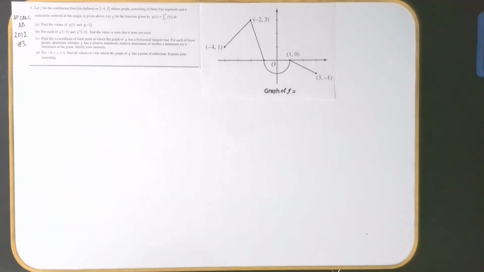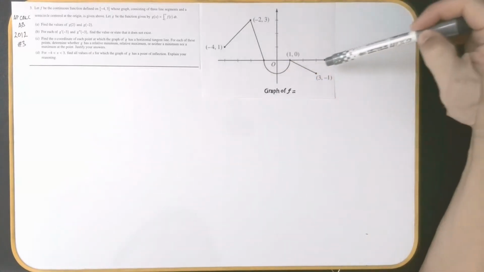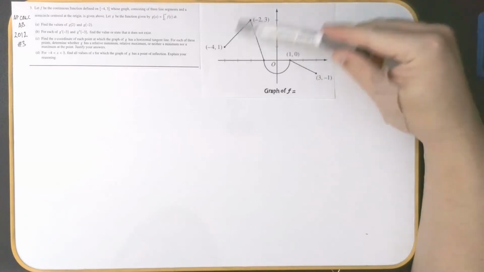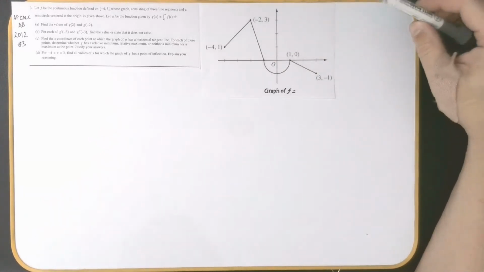So if we can just combine what we know about integration with what we know about the geometry of the graph, that's usually what they're looking for on these. So let's see what we're given and see if we can put this all together. So here's the graph they give you, and it is going from -4 to +3. And we have line segments and semicircles, which is not uncommon for these types of questions.